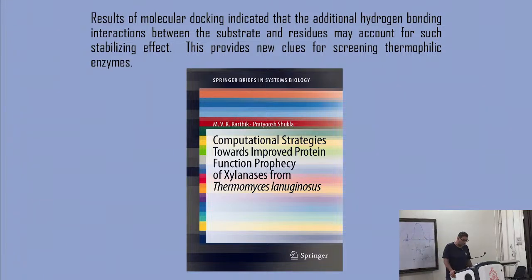And the whole study, the computational strategy, is published. It is in the form of a book, Springer Briefs in Systems Biology. We are not able to study all the mutants, but we still have the data for all the mutants, the docking, simulation and other strategies. It is a small book, probably 40 pages. It contains all the information about most of the family 11 xylanases from Thermomyces lanuginosus, and this gives a basis for researchers who are targeting xylanase for other applications.